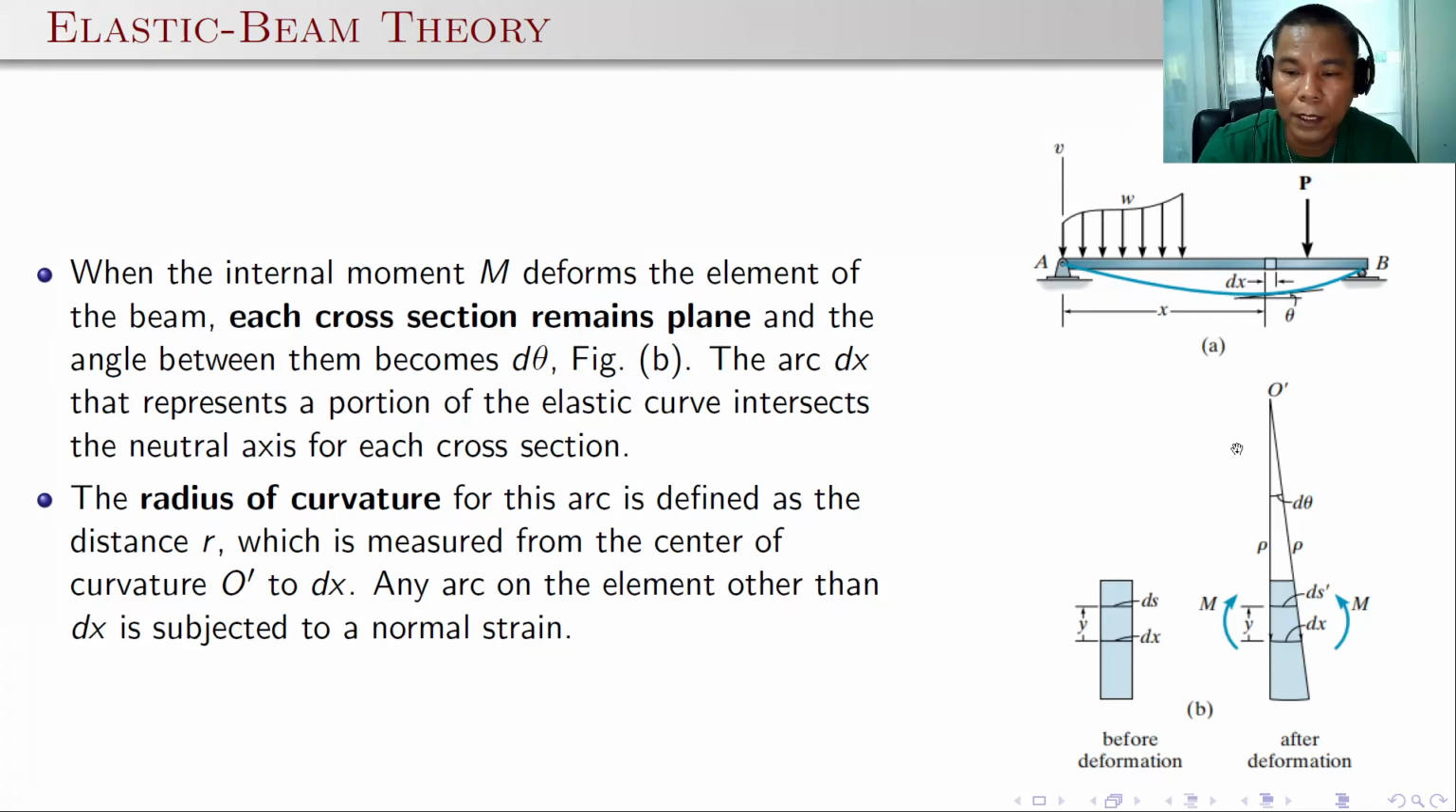The arc dx at the neutral axis represents a portion of the elastic curve that intersects the neutral axis for its cross section. The radius of curvature for this arc is defined as the distance r, from O prime to dx. Any arc on the element other than dx is subjected to normal strain. Of course, if this beam will rotate, then the only portion with no strain is at the neutral axis, that is this location dx. There will be strains outside the neutral axis.